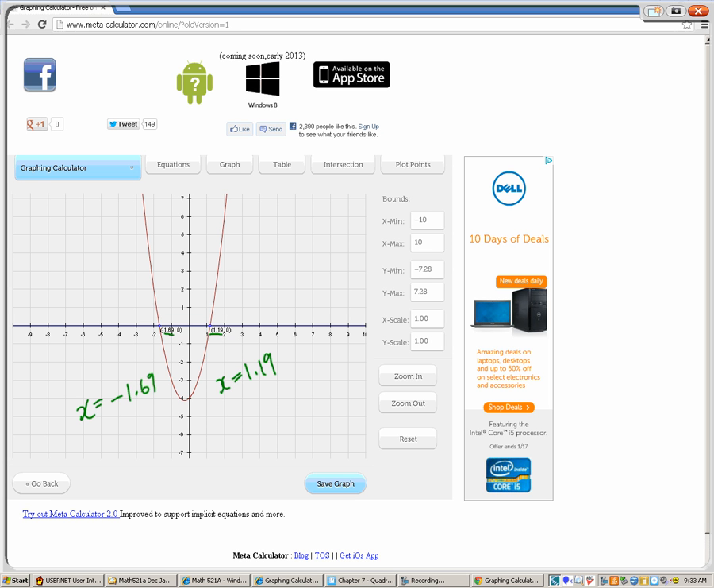Okay, so that is how you would do it on the graphing calculator. If you were to do it by hand, it's a matter of doing your table of values, graphing the parabola like normal, and then finding the x values where they cross the x-axis.